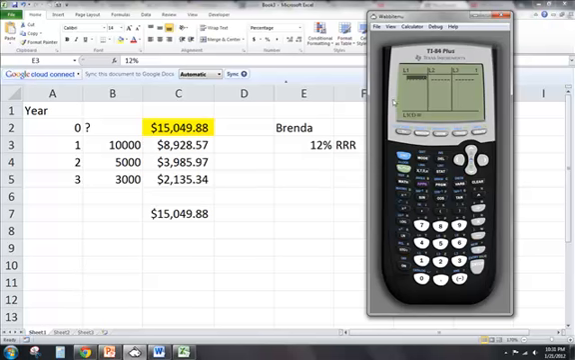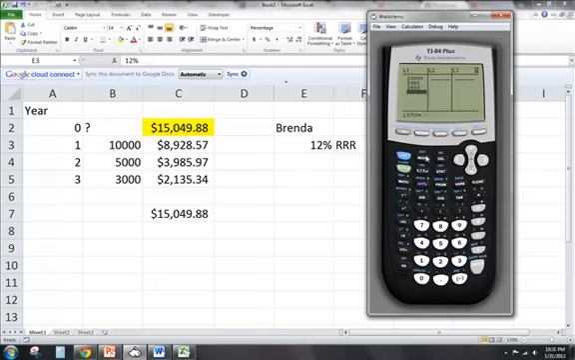You enter all of your non-year 0 cash flows into your list. So, like if there had been a value here for year 0, I wouldn't input it into the list. I start with year 1 or month 1 or day 1 or whatever time period it is. But I always start with the one that occurs at time period 1. So in my list, I would enter the 10,000, the 5,000, and the 3,000.